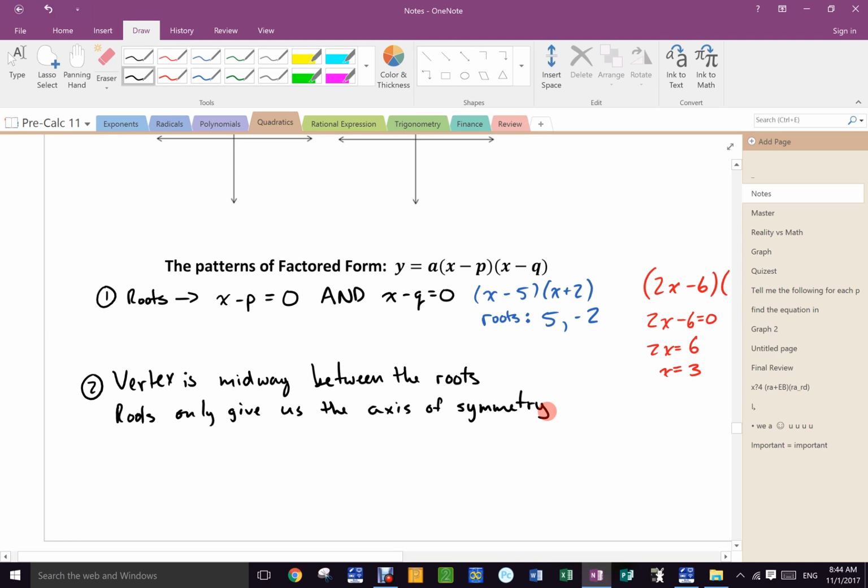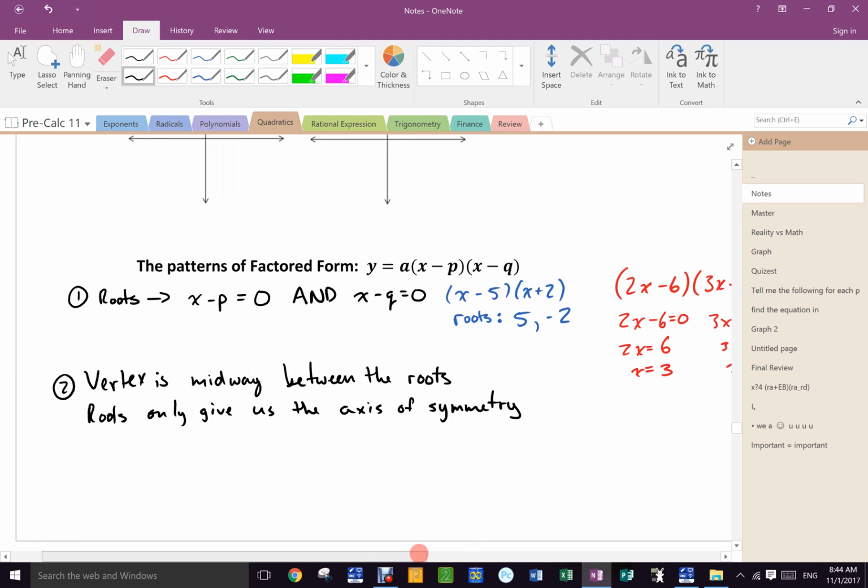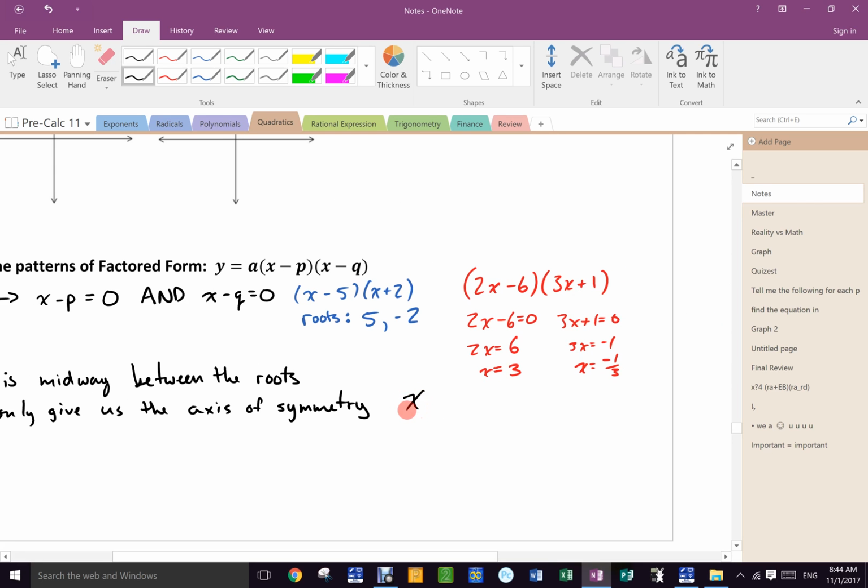And the axis of symmetry is always found the same way. It's x1 plus x2 divided by 2. And you may want to highlight that because that's another little trick I'm giving you. x1 and x2 are my roots. So looking at this question, 5 and negative 2, what's 5 plus negative 2? 3, right? And what's 3 divided by 2? So the axis of symmetry exists when x is 1.5.